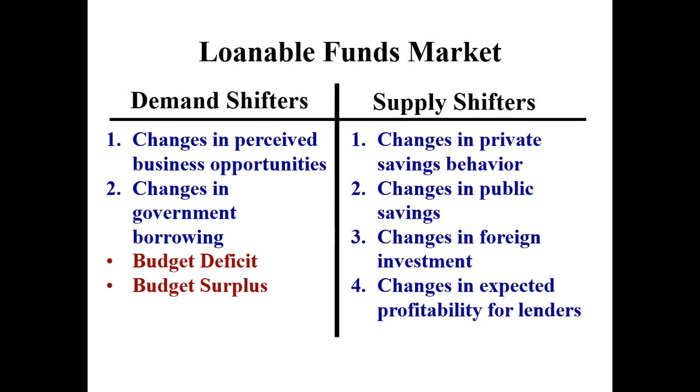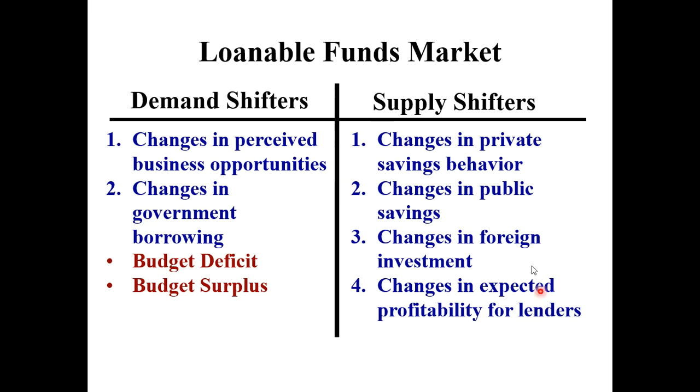All right. Now, the curves can shift in the loanable funds market. Demand shifters: changes in perceived business opportunities. If businesses have a positive outlook about the future, they're going to be more likely to take out loans. Loans will increase. Changes in government borrowing: if the government borrows money from the private sector, that increases the demand for loans and raises interest rates. That's a concept called crowding out. When the government deficit spends, that will raise interest rates for you and me and businesses.